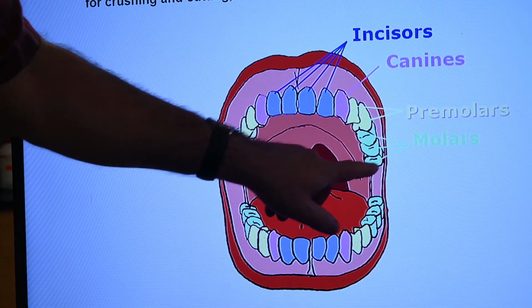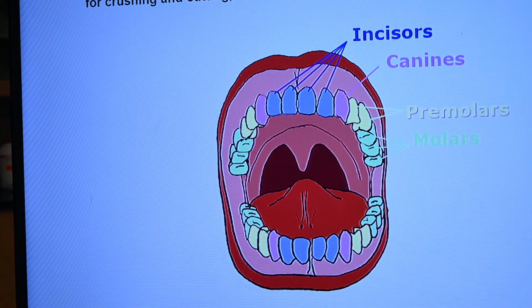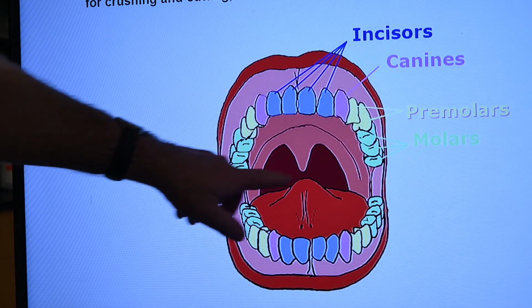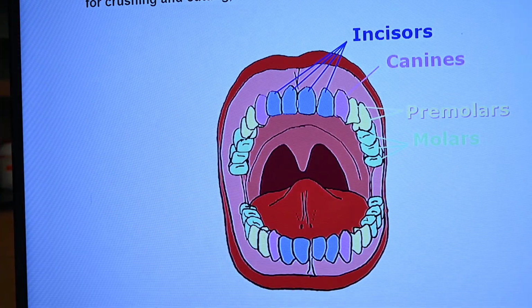Molars, we've got 3 molars on each side of the upper jaw. We have 3 molars on each side of the lower jaw. Most people have their wisdom teeth, that third molar, removed. So it varies from individual to individual.